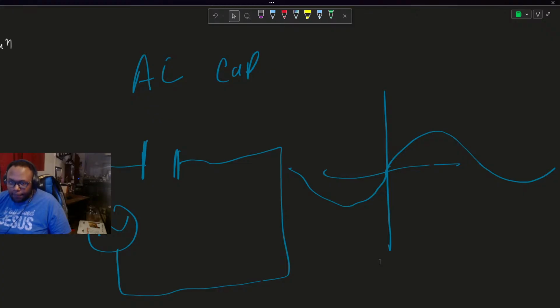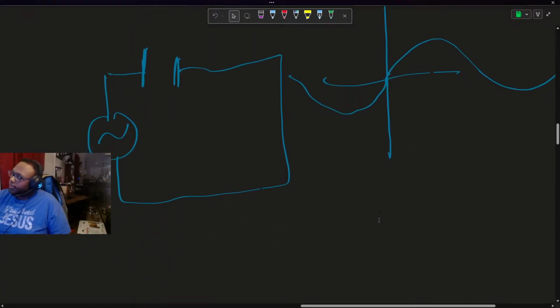Well, when you put an alternating current, that's essentially what's happening with the electrons. The electrons are all flowing. So I'm going to draw it in two places.